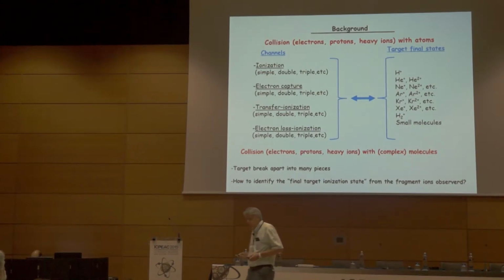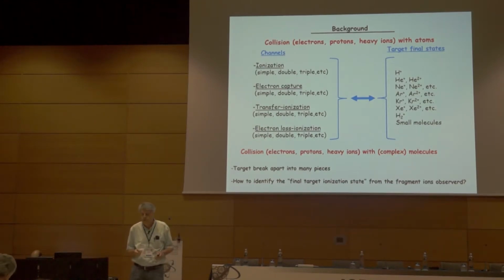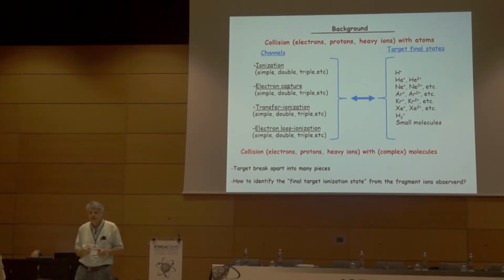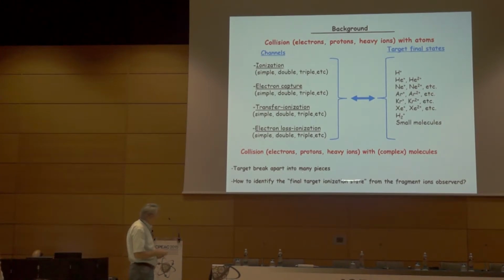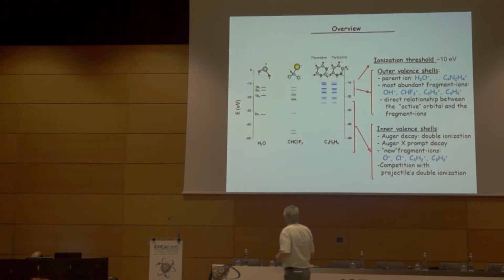For simple molecules, like small molecules, H2, CO, N2, etc., this can be done with double coincidences and things like that. But for large molecules, this is almost impossible to do in this way. So in this report, I show some ways to try to identify the final target ionization state from the fragment ions observed. So that's the overview of the talk.